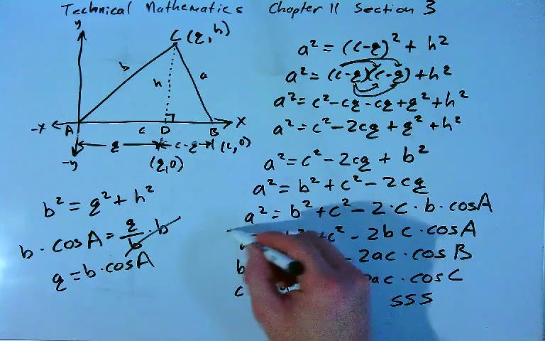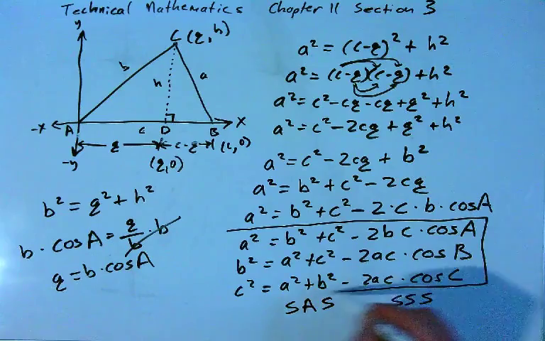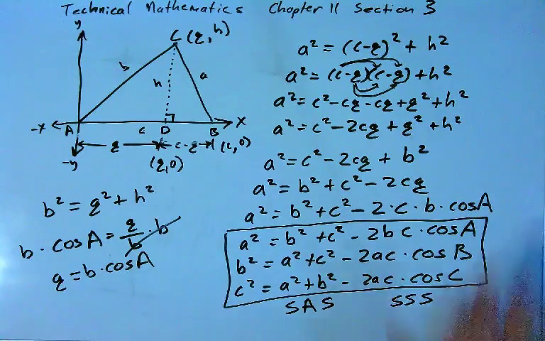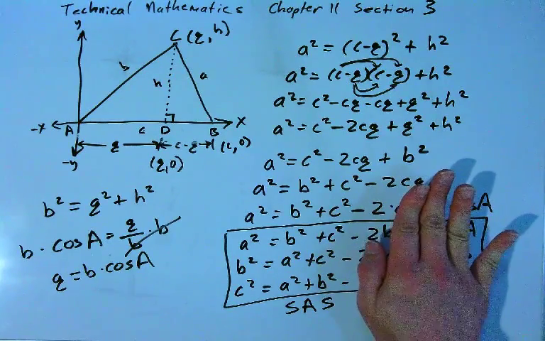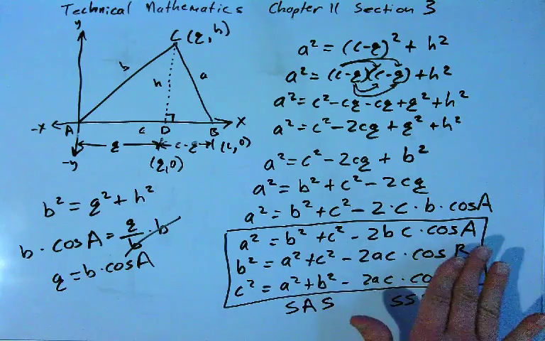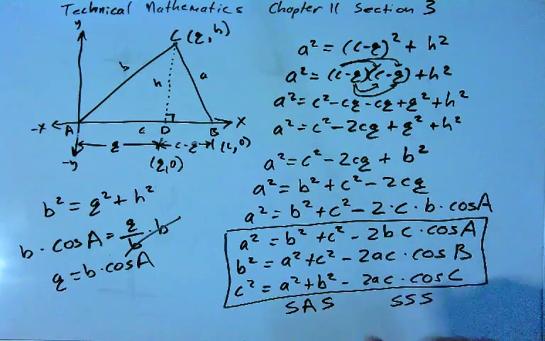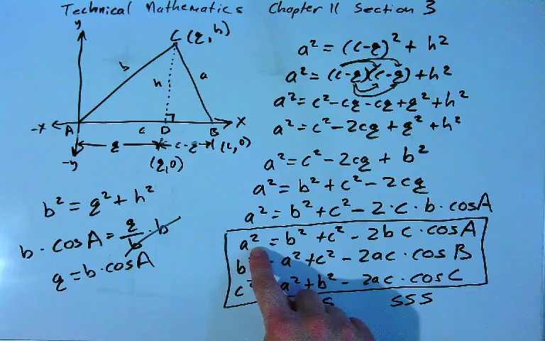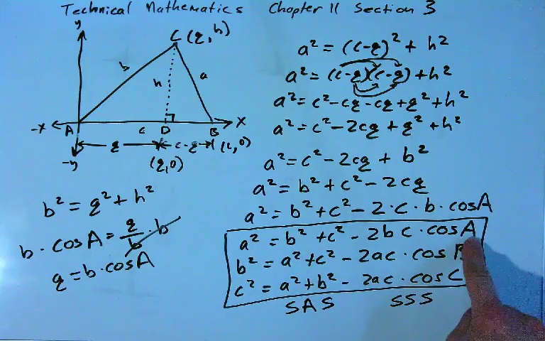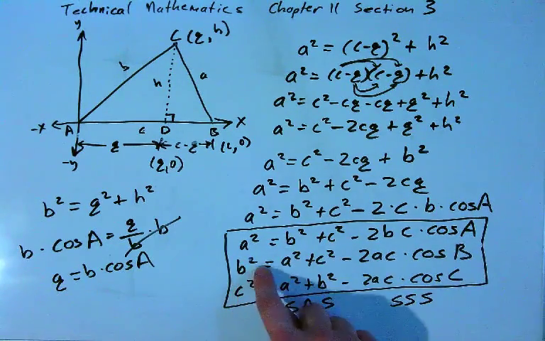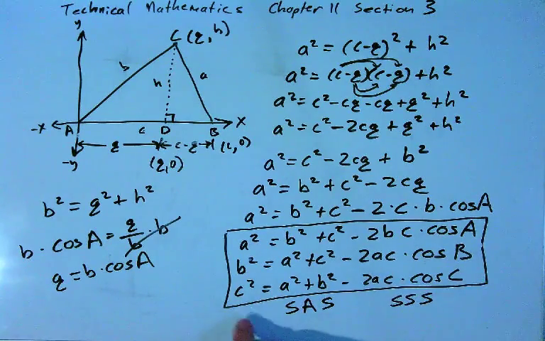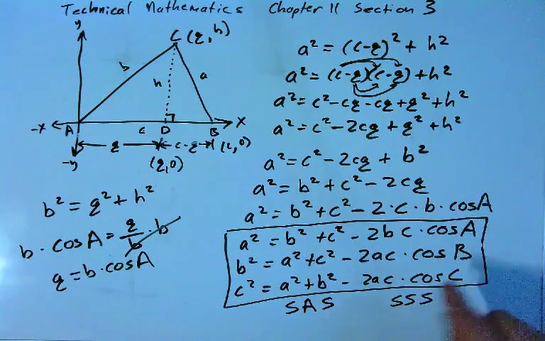You're going to want to familiarize yourself with these three forms of the law of cosines. Notice that they sort of resemble the Pythagorean theorem, a squared equals b squared plus c squared. But then we have this extra term over here, minus 2bc cosine A. Whatever the side is over here by itself on the left-hand side of the equal sign being squared, that's the angle opposite of that side that I'm taking the cosine of. So if I see a squared equals, I expect cosine a. If I see b squared equals, I expect cosine b. And if I see c squared equals, I expect cosine c.